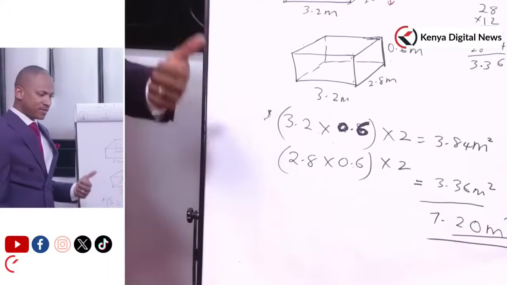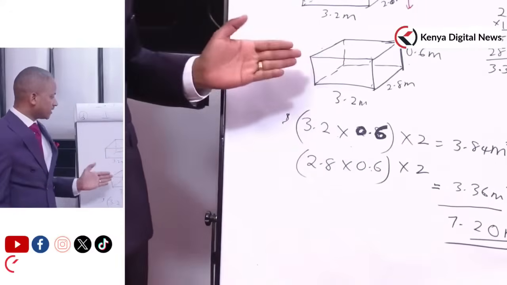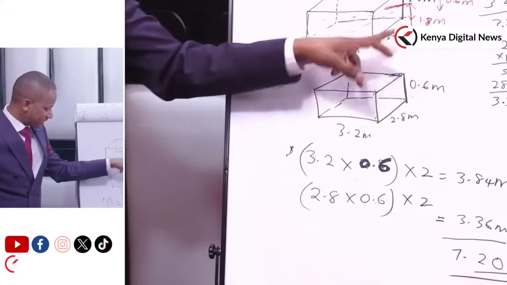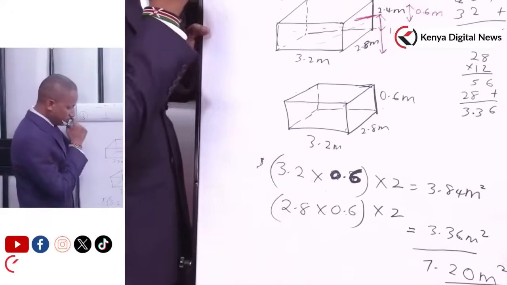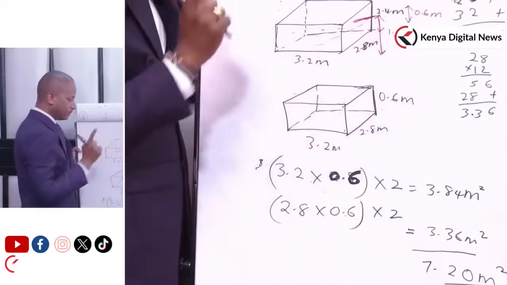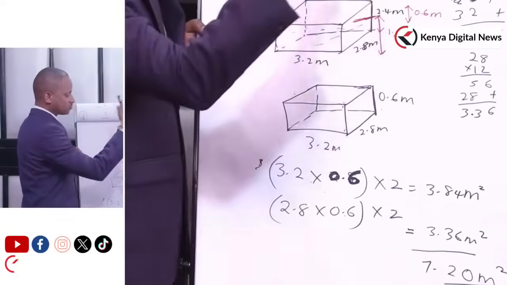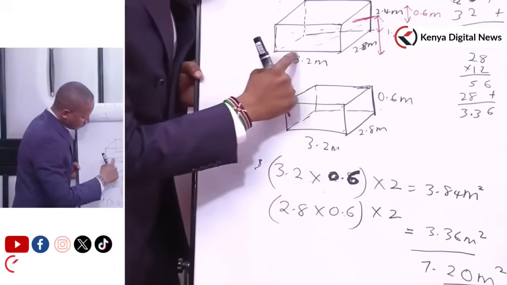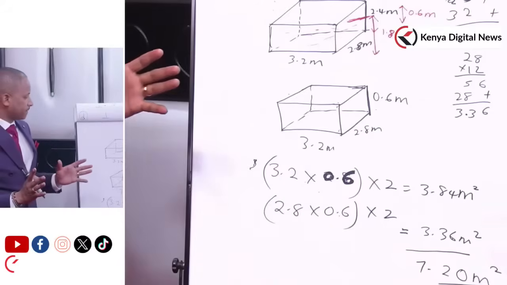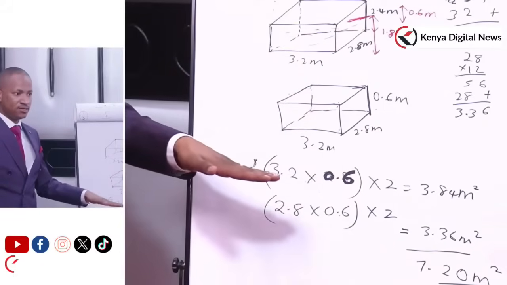What about if the question wanted the area that is in contact with water? The area that is in contact with water, you could have used 1.8, but this time round, you use 3.2 times 1.8 times 2 plus 2.8 times 1.8 times 2 plus 3.2 times 2.8. I hope I'm very clear. This will give you three parts, because the bottom is also in contact with water.